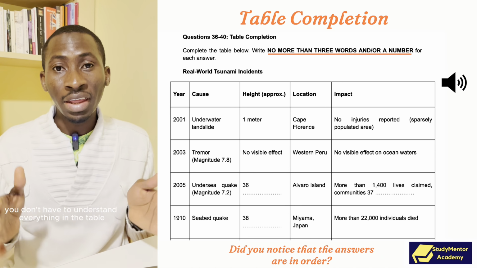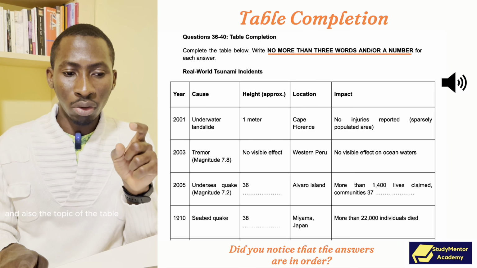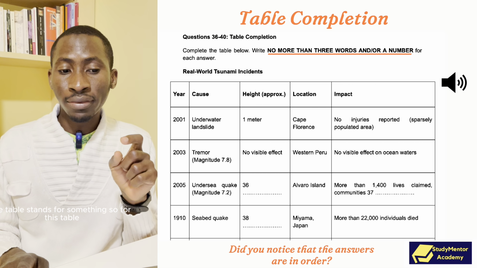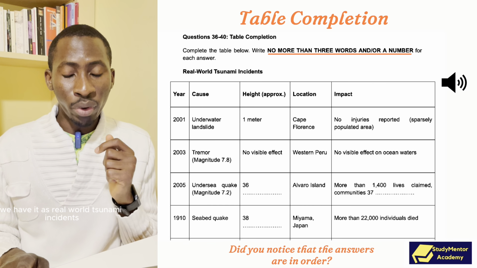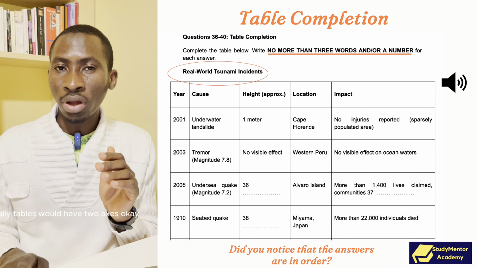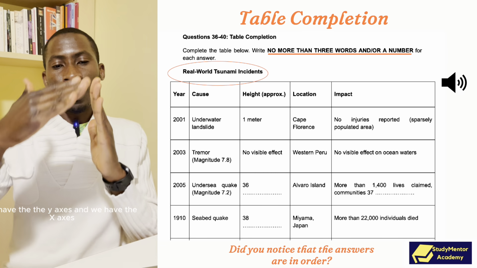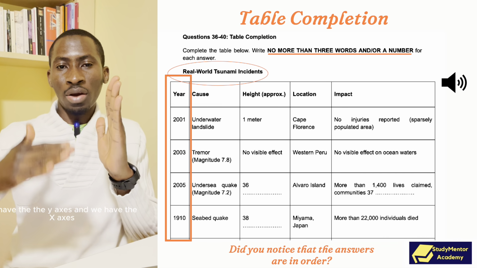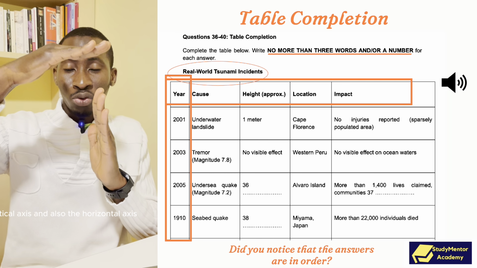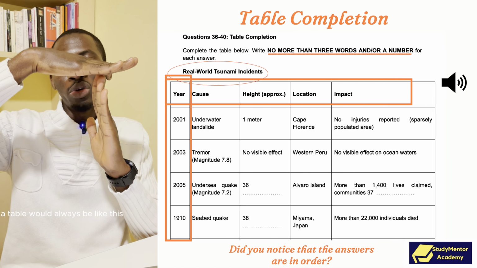You don't have to understand everything in the table, but take note of the keywords and also the topic of the table. The table stands for something. So for this table, we have it as real world tsunami incidents. Usually tables would have 2 axes. Okay, we have the y-axis and the x-axis, the vertical axis and also the horizontal axis. So it's always like this. A table would always be like this.